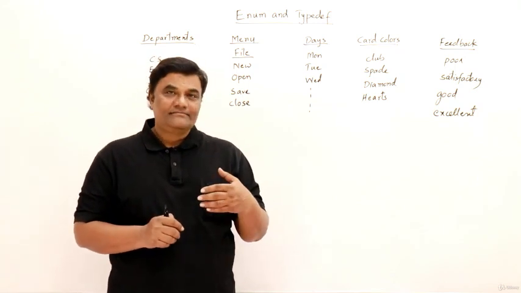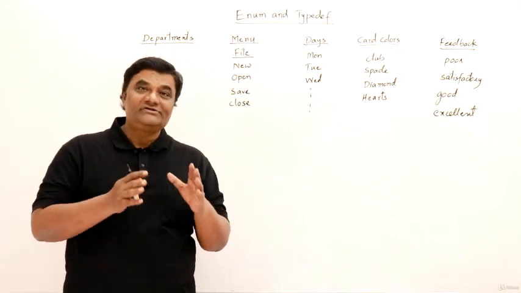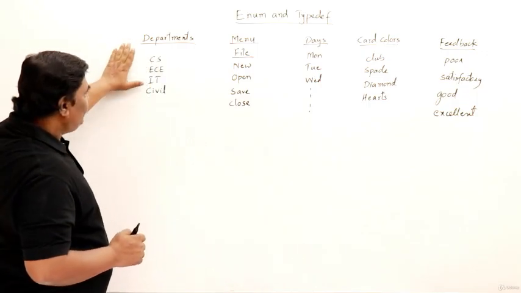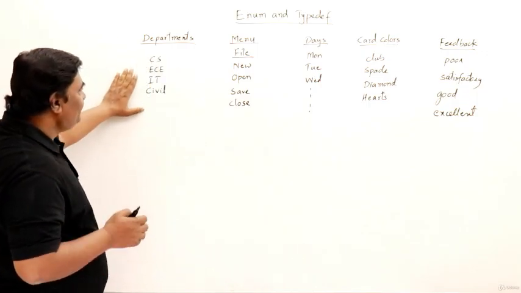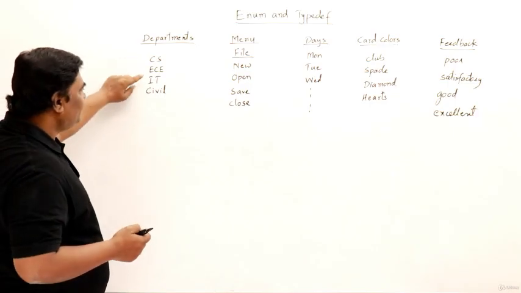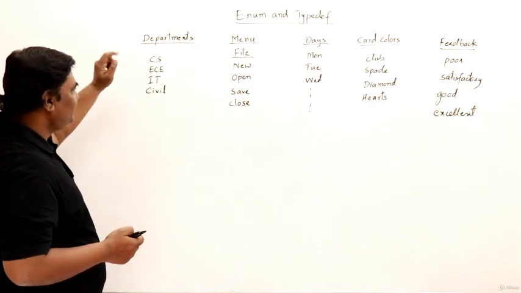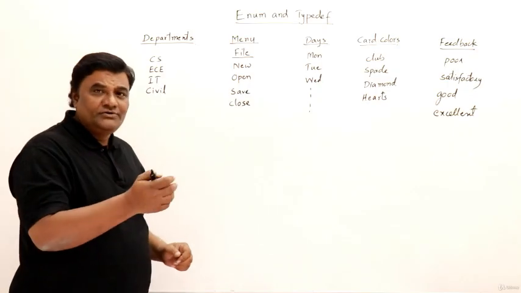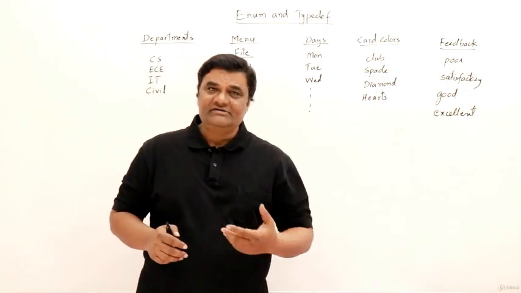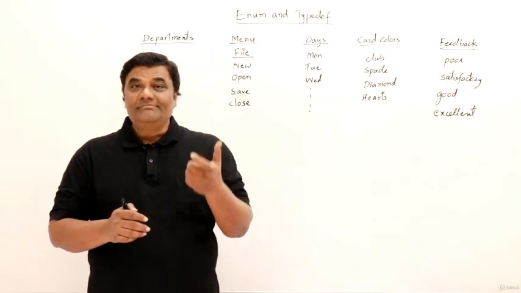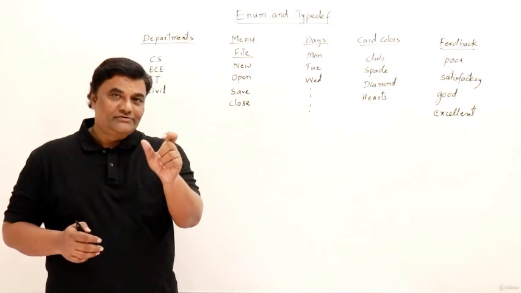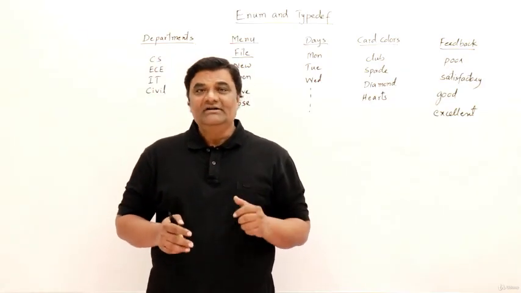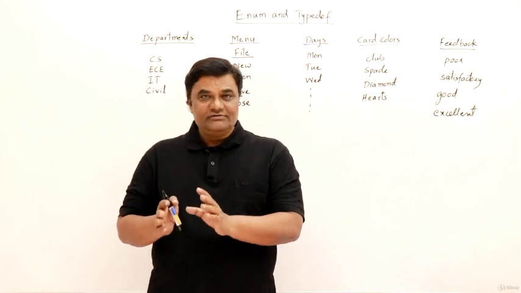So let us see examples where we can use enum. First example. In your application, in your program, you are using department names like computer science department, electronics and communication engineering department, information technology and civil engineering department. You have to use these departments in your application. Like a student belongs to which department you want to check, or you want to store the information, or an employee or a faculty belongs to which department. So there is something related to department.